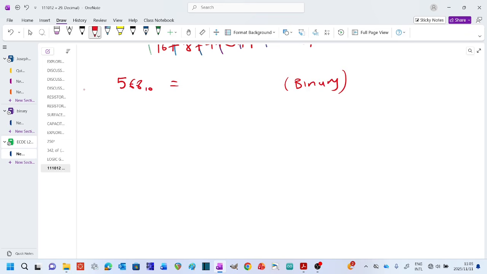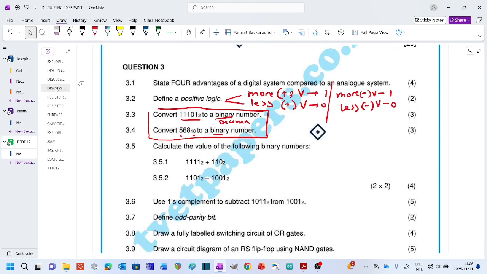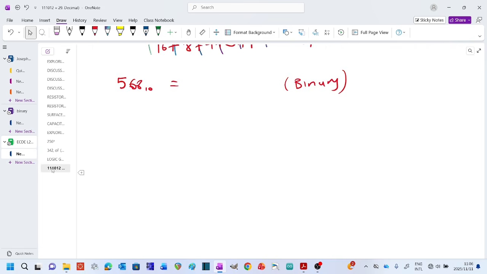We want the answer in binary. Is that correct? Let's check. Yes. 568 base 10, we want the answer in binary. So what do we do? Apply the same table method. But now, when we are going from decimal to binary, we don't know where to stop. We just start drawing our lines.